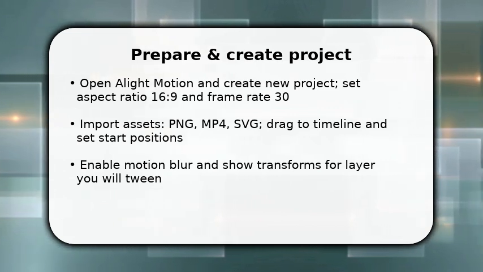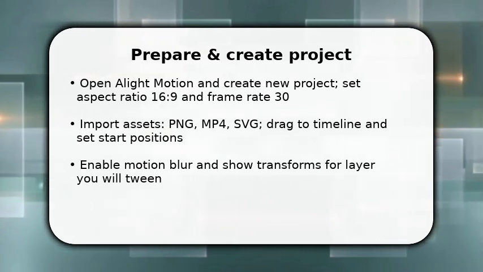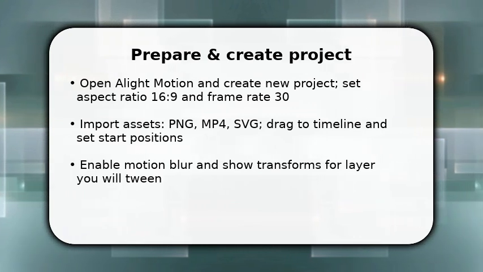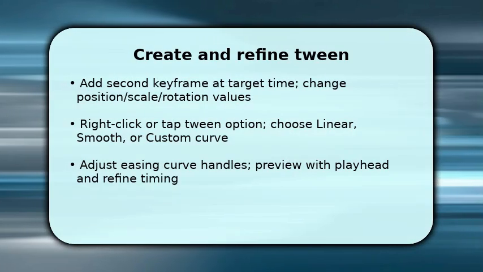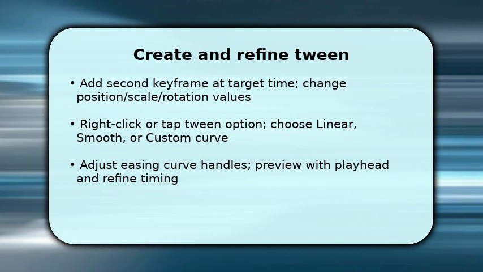Move the playhead to the target frame and add a second keyframe after changing the property you want to animate: position, scale, or rotation. Once you have two keyframes, open the tween or interpolation menu and choose linear, smooth, or custom curve so you control acceleration.